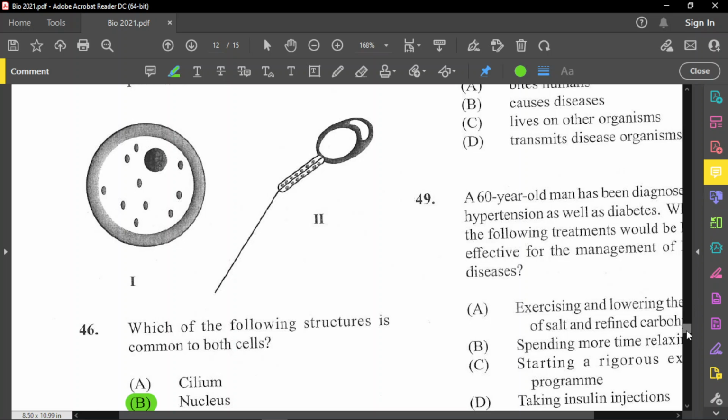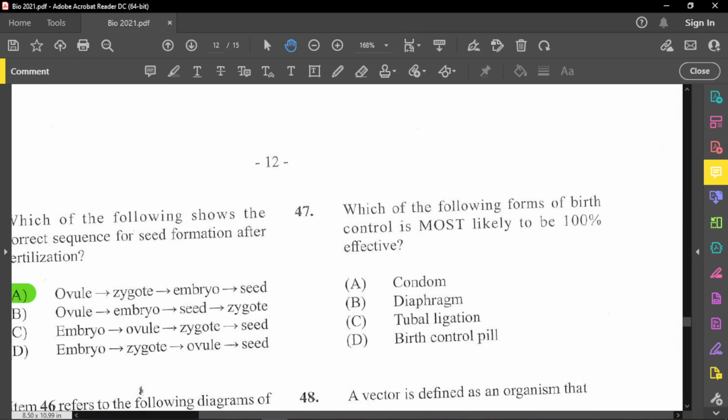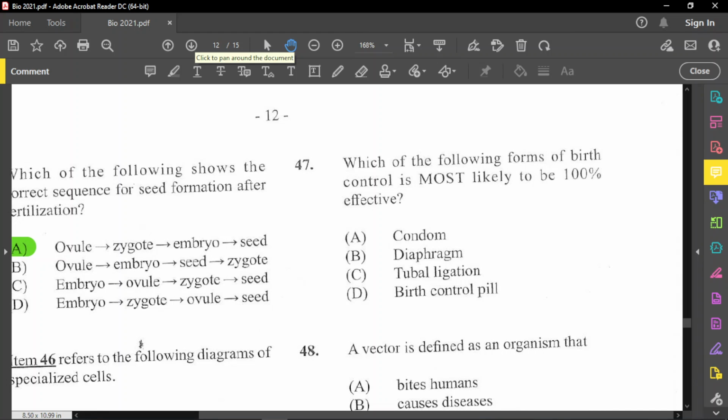47, let's see if it's at the bottom. I think this one is at the top. Yeah, top, 47 is at the top. Let me just quickly slide over to that side. All right, so 47, it said, which of the following forms of birth control is most likely to be 100% effective? Condoms, yeah, they're effective, but condoms can burst as well, depending on their use. If they're not used properly, they can be damaged. And of course, they're effective generally if they're properly used.